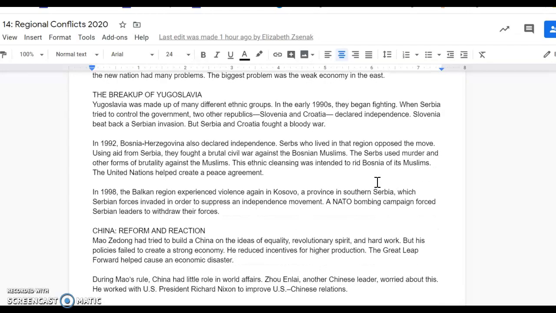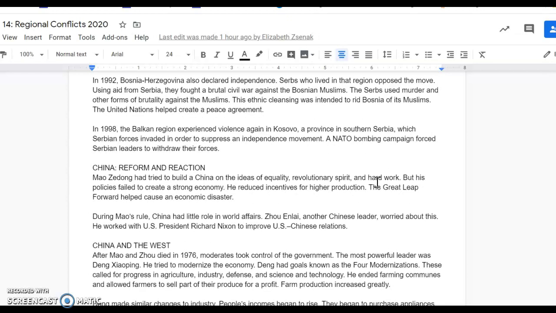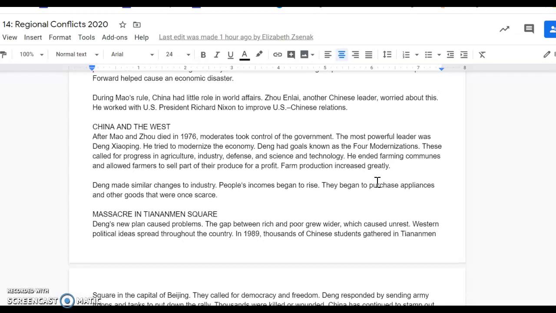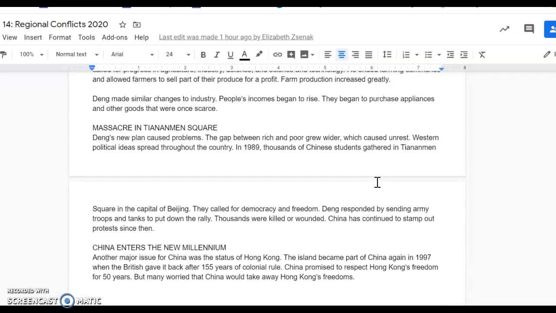Then back across to Asia into China. And you'll see that it ends here at the top of the fifth page. So while it says 5 pages, it's probably better to say a long 4.